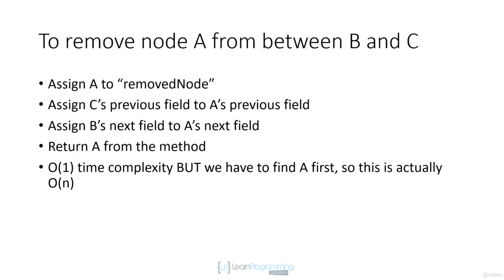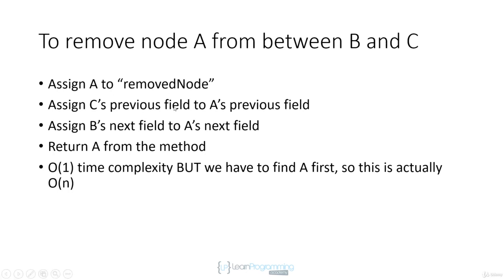Now, to remove a node A from between B and C, so this time we have nodes B followed by A followed by C, we assign A to remove node. We want C's previous field to now point to B, because we're removing A, so we'll assign C's previous field to A's previous field, because A's previous field is pointing to B. We want B's next field to point to C, so we'll assign B's next field whatever A's next field is pointing at, because A's next field is currently pointing to C, because it's in between them. And then we just return A from the method.